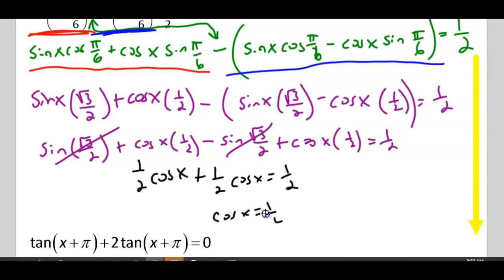So now, where does cosine X equal 1/2? Look, everyone in the inner circle, tell me where cosine X equals positive 1/2. Pi over 3 and 5 pi over 3. Those are the answers.